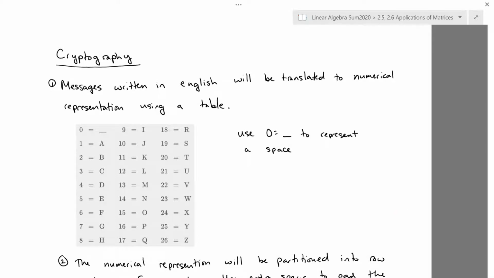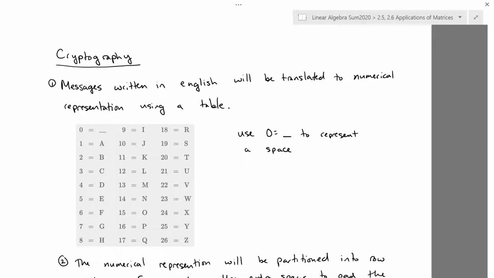Okay, so the second type of application we're going to discuss is using matrices for cryptography. The basic idea behind cryptography is that given some message, we want to encode the message in such a way where those who have some kind of key can decode it and recover the original message easily. But for those who don't have the key, it becomes difficult to figure out what the original message was.